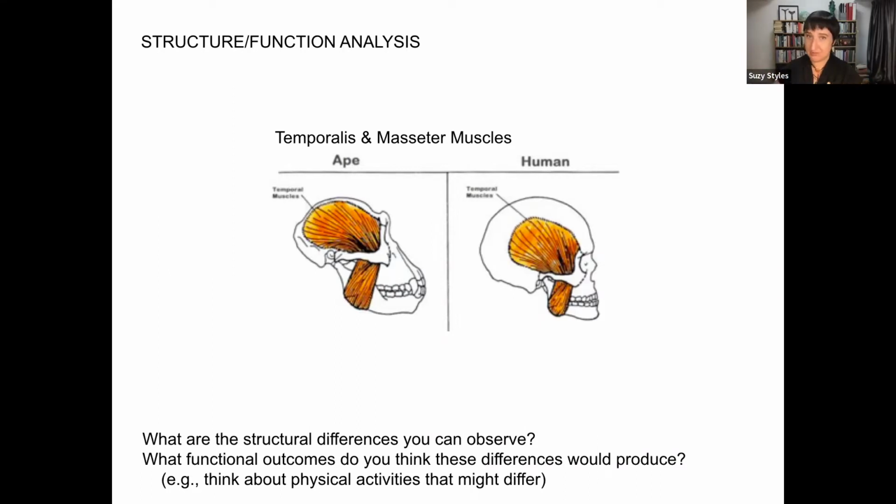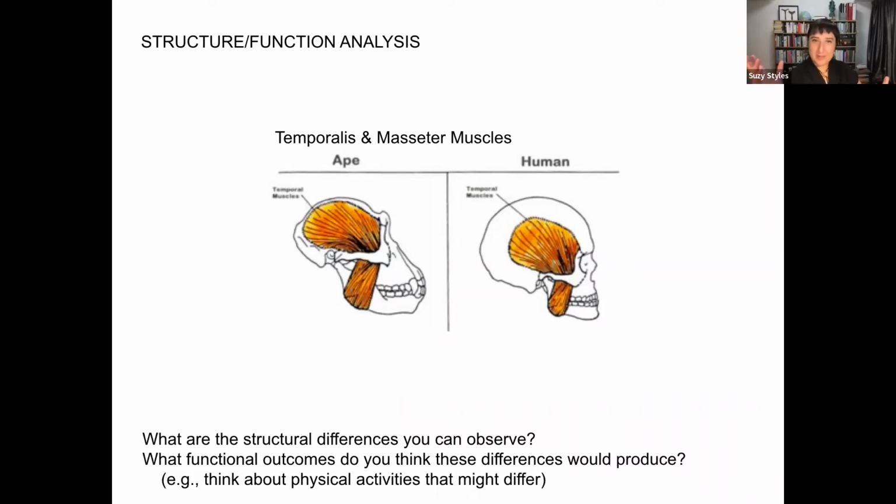Can you describe the differences that you can see in terms of what is bigger, what is smaller, what is higher up, what is lower down? Just plain language descriptions using the technical terms for the body parts. And once you have observed some differences, can you think about functional outcomes that those structural differences might produce?